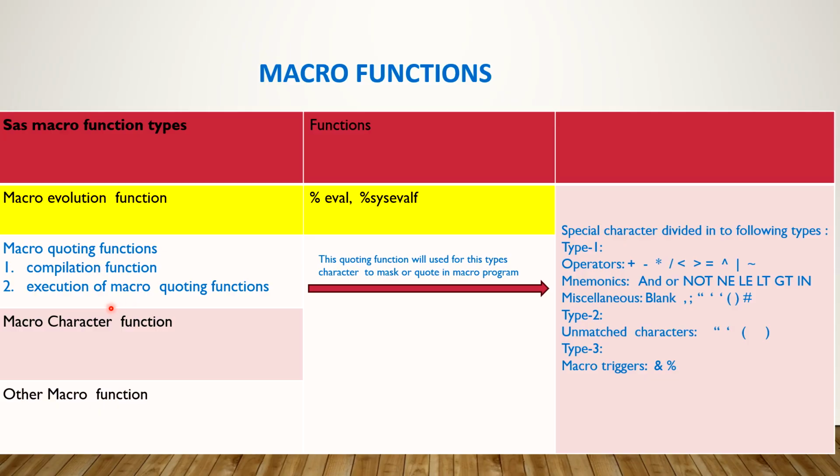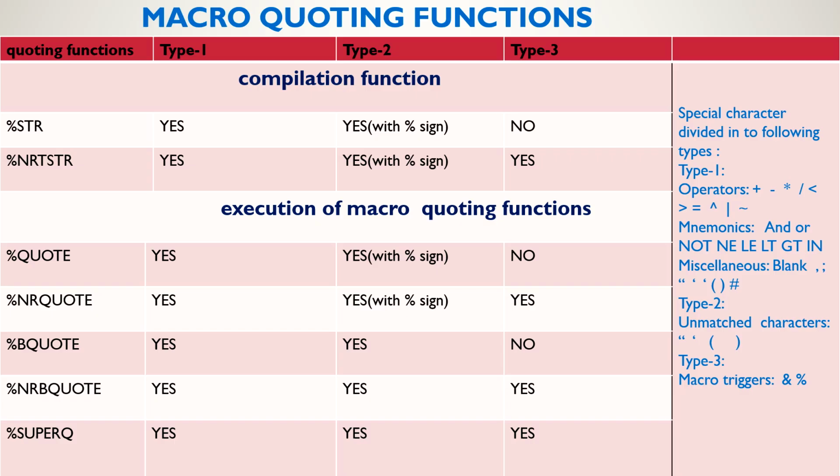Okay. Then third one is macro character functions. So what are the macro character functions there? We'll discuss. Okay. Then other functions other than character functions. What are the other macro functions? Okay. So second one is macro quoting function. So first one is macro evaluation function. In that we can see %eval, and second one is %syseval.